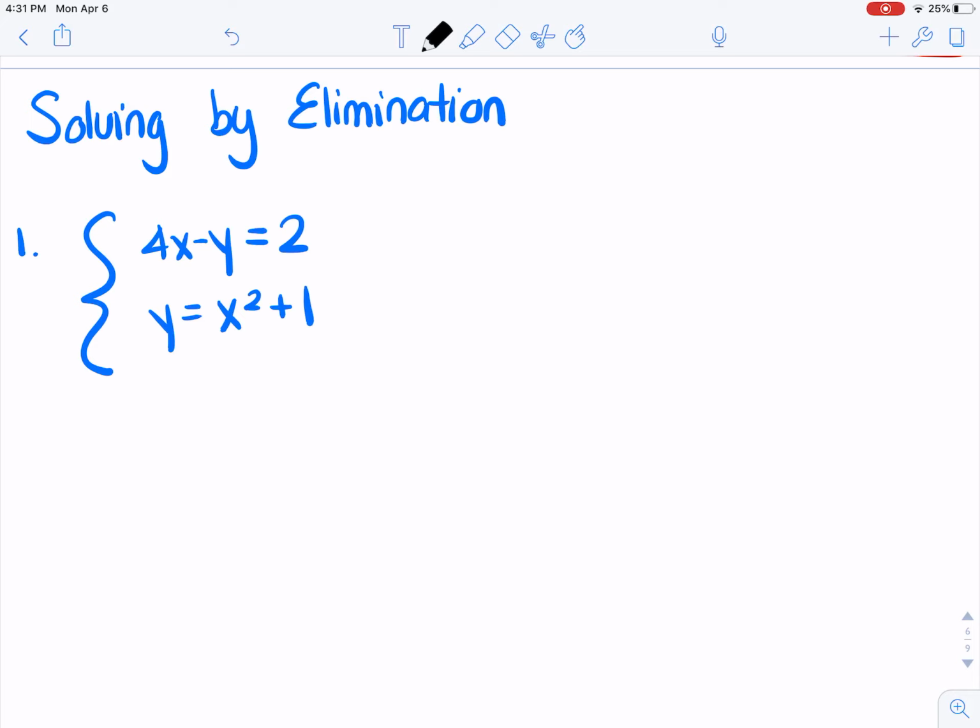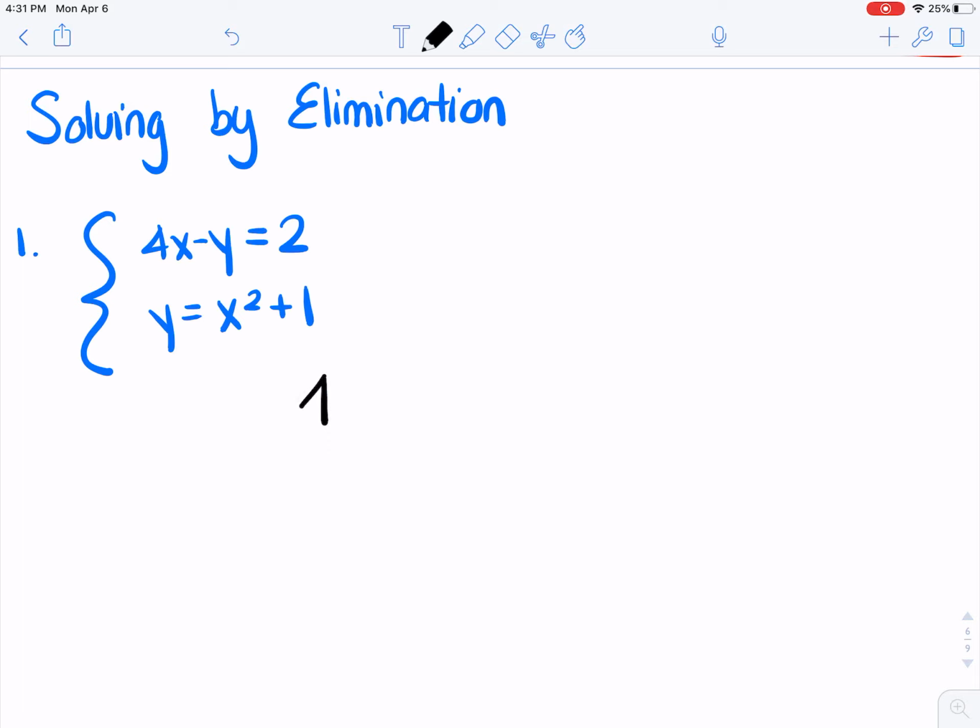Okay, the third way that we are going to solve nonlinear systems is by using elimination. Elimination you would want to use if maybe you didn't have one of the variables by itself, meaning one of the y variables. But again, it's your own personal choice of which way that you want to use, whether it's graphing, substitution, or elimination. So we're going to go ahead and do this one according to elimination.